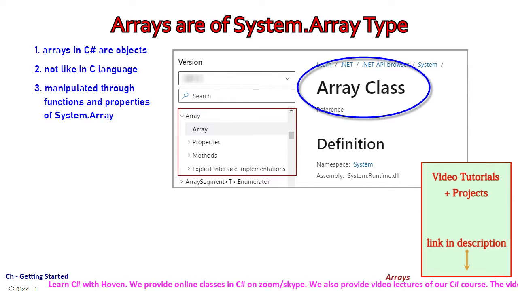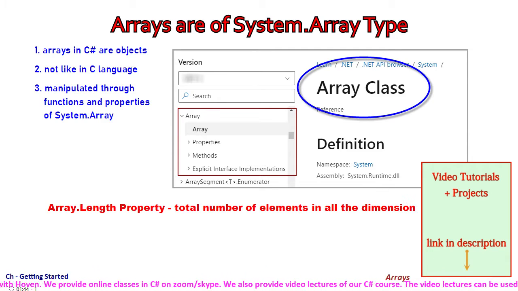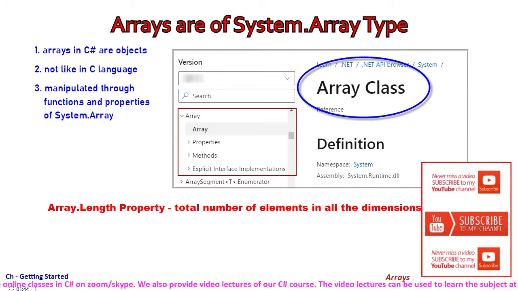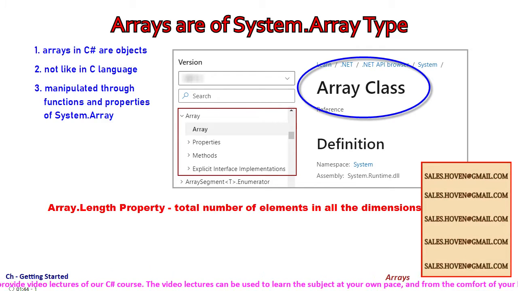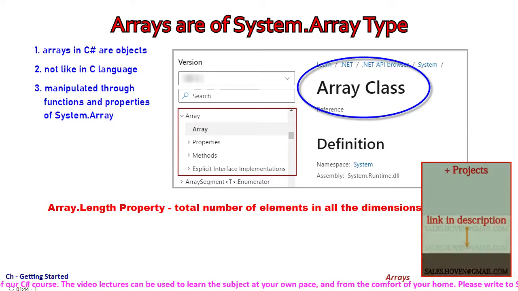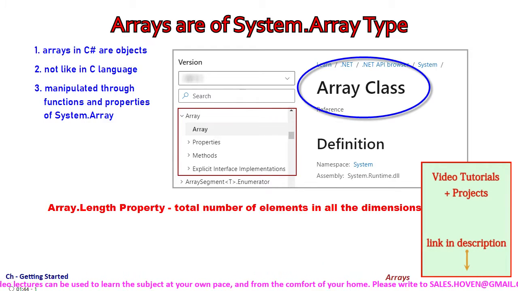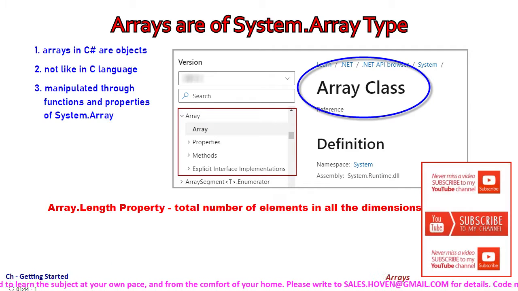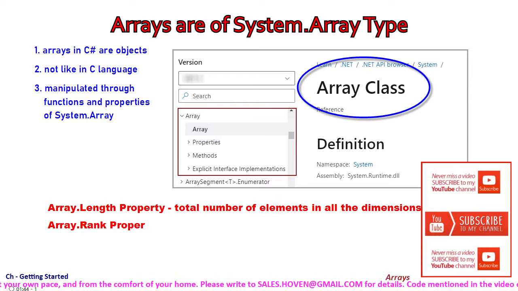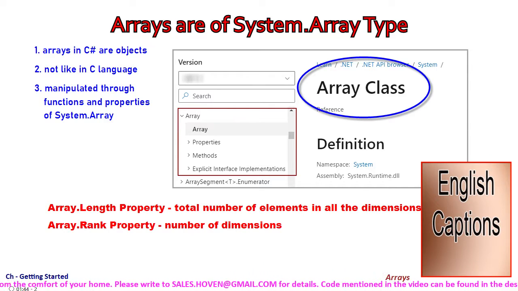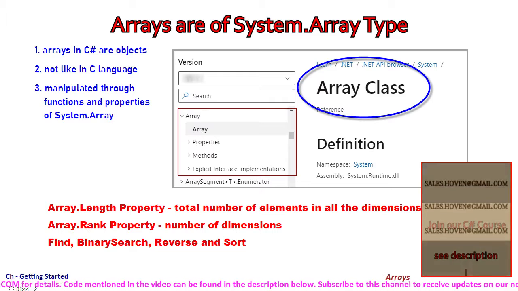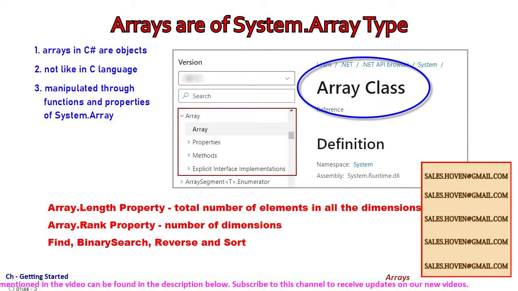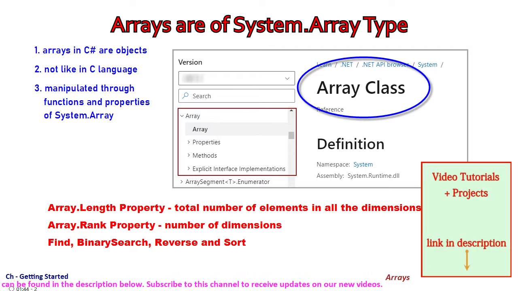Every array that you create has a Length property that gives the number of items held. These properties are obtained from the System.Array class, and every array is a descendant of System.Array, so the Length property will give you the number of items currently held in your array. Similarly, the Rank property will give you the dimensions of a multidimensional array. There are many functions available, and other notable functions are Find, BinarySearch, Reverse, and Sort. There are many of them. You will have to go through the documentation and study them.